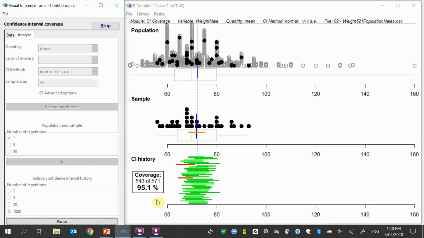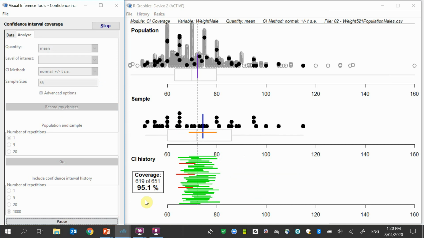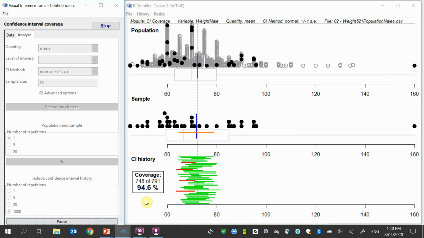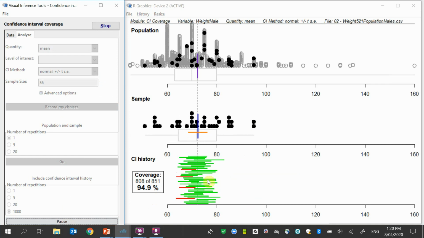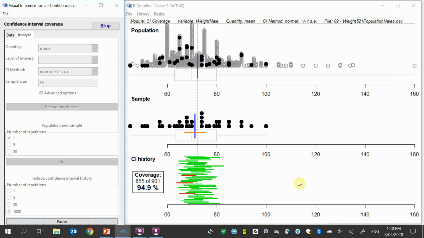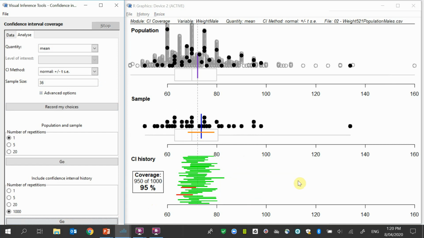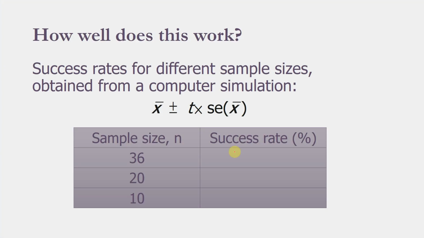How's our coverage? What's our success rate? It's looking pretty good again. Not looking too different from before, but our intervals haven't got much wider than before. So it's not really rocket science here. Wait for it to stop. There we go. 95% bang on.